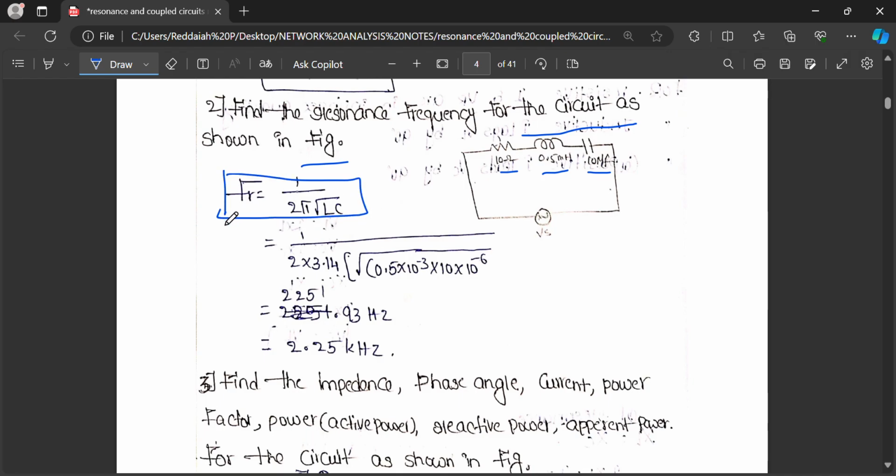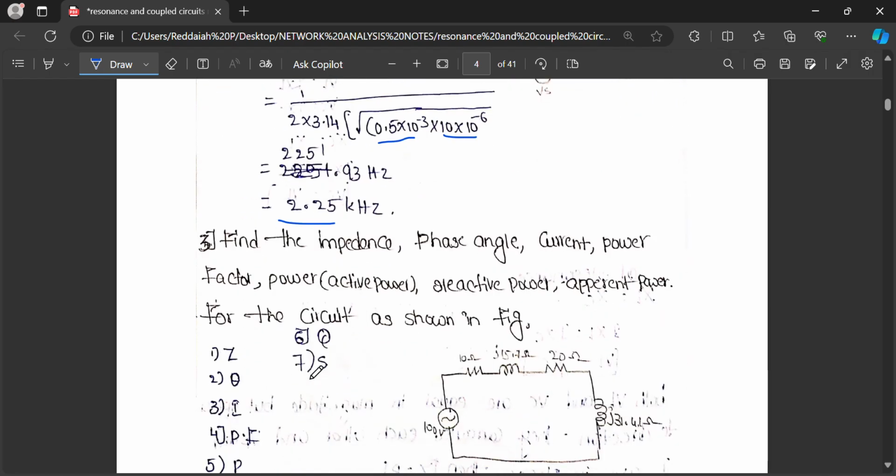1 by 2 pi square root of LC. We are substituting all the values, then we can calculate 2.25 kilohertz. The R is 10 ohm. R is not considered here because the resonance frequency formula is 1 by 2 pi square root of LC. L is 0.5 into 10 power minus 3 henries, whereas C is 10 microfarads, 10 into 10 power minus 6, then you will get 2.25 kilohertz.